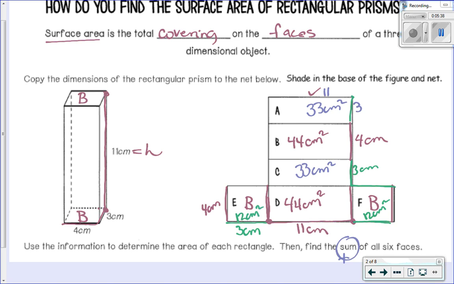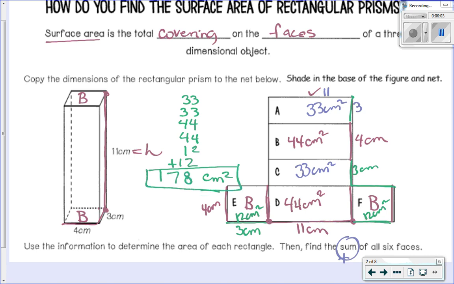Now we need to find the sum. So with your calculator, you're going to put in 33 plus 33 plus 44 plus 44 plus 12 plus 12. And the total surface area of our prism is 178 centimeters squared. Are we good? All right.